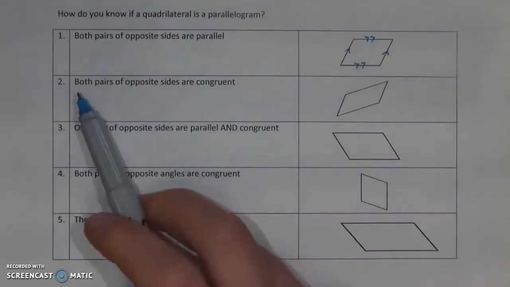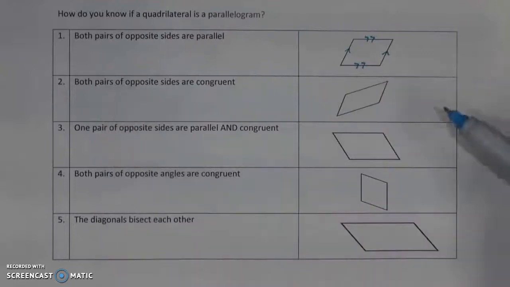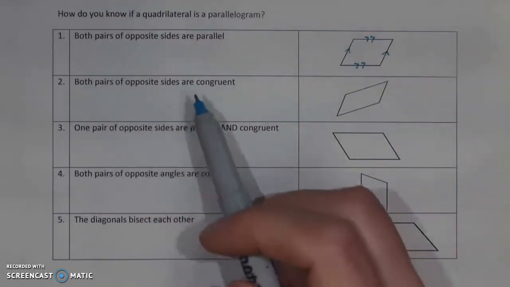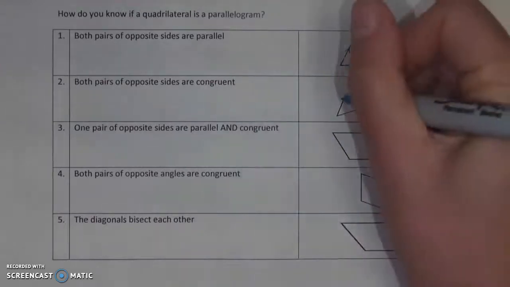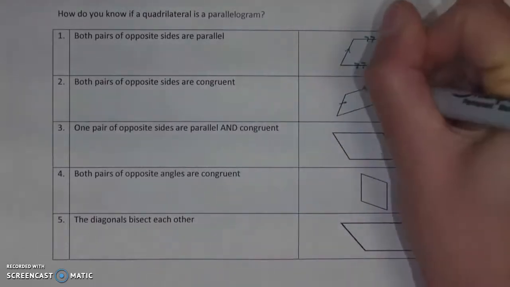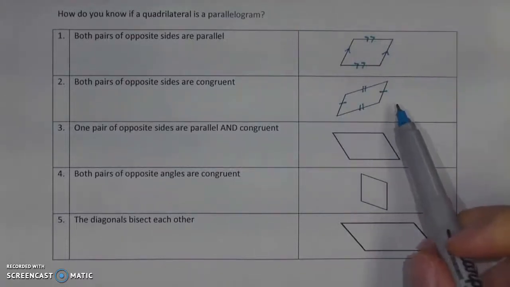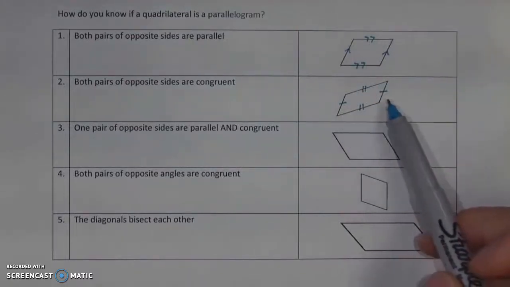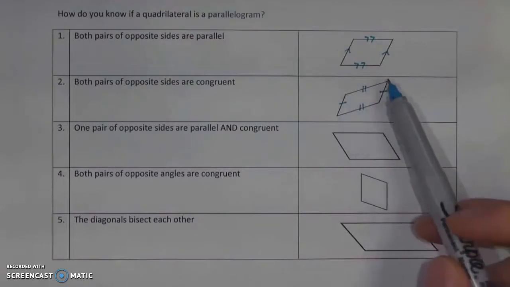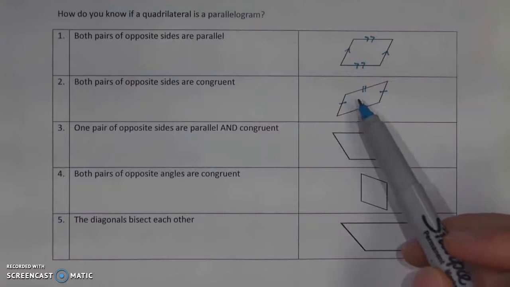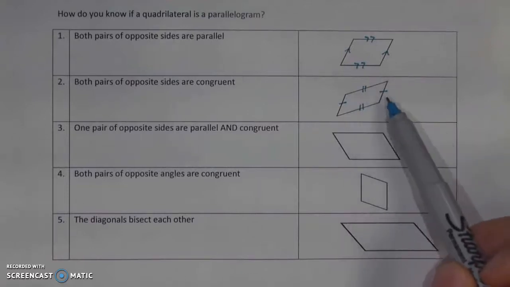Second way that you can tell that a quadrilateral would have to be a parallelogram is if both pairs of opposite sides are congruent. So if this is congruent to this, and this side is congruent to this side, that means that this would have to be a parallelogram. Notice here that it doesn't directly show us something about the angles. That's fine.